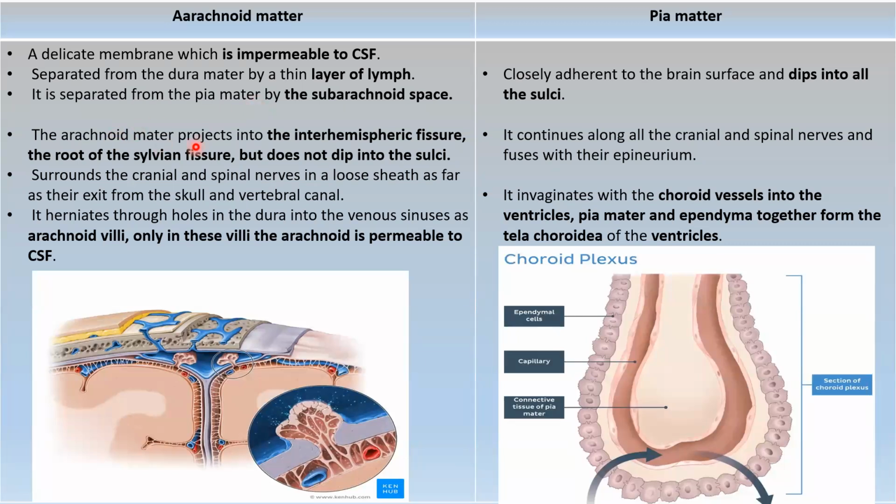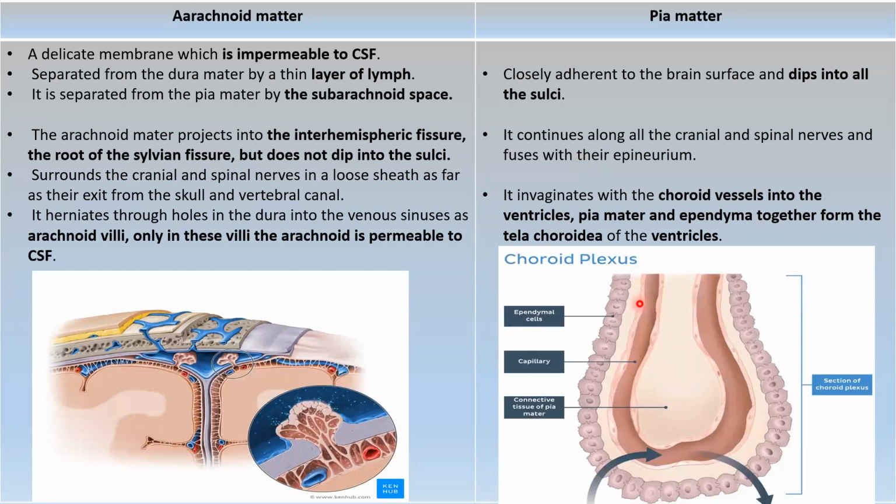The arachnoid mater projects into the interhemispheric fissure and the root of the sylvian fissure, but does not dip into the sulci. While the pia mater is closely adherent to the brain surface and dips into all the sulci. The arachnoid mater surrounds the cranial and spinal nerves only as far as they exit from the skull and the vertebral canal, while the pia mater is continuous through the length of the cranial and spinal nerves, and it fuses with their epineurium.